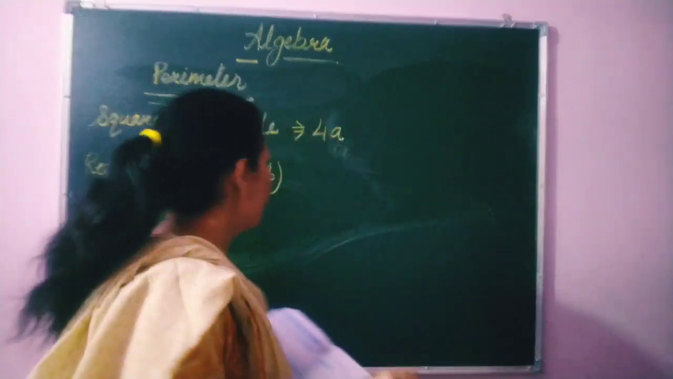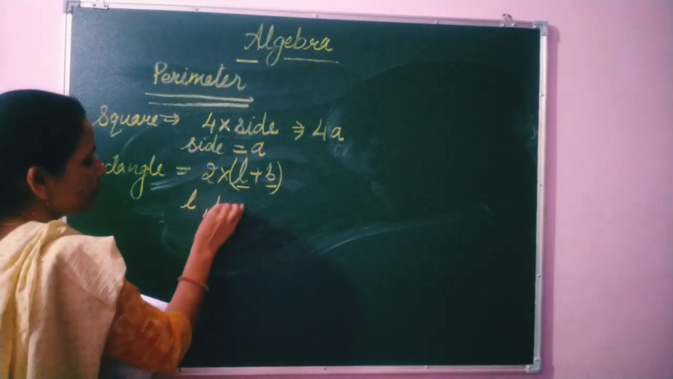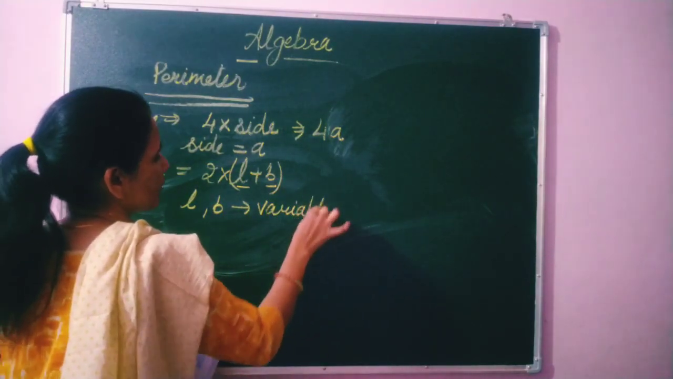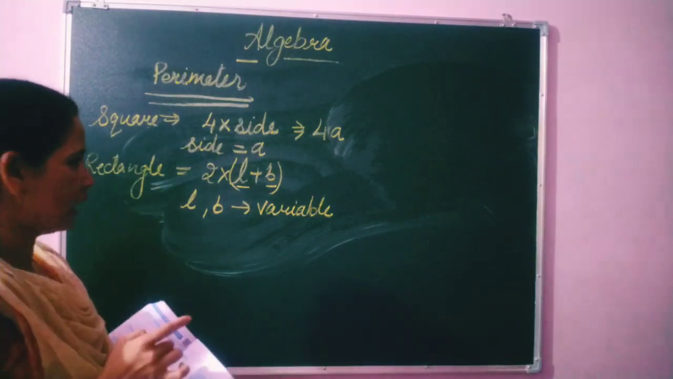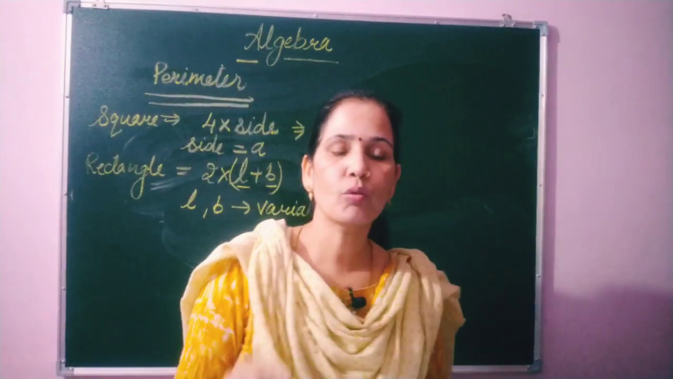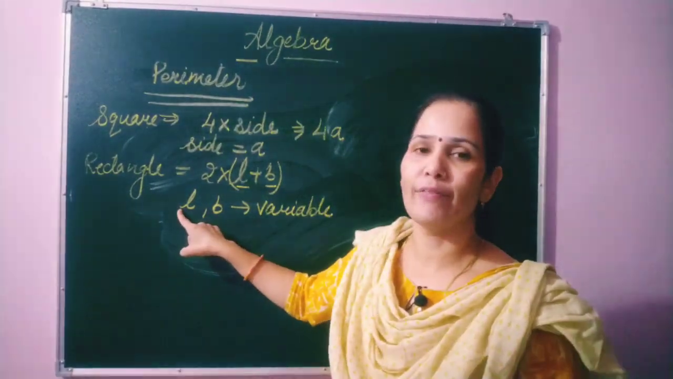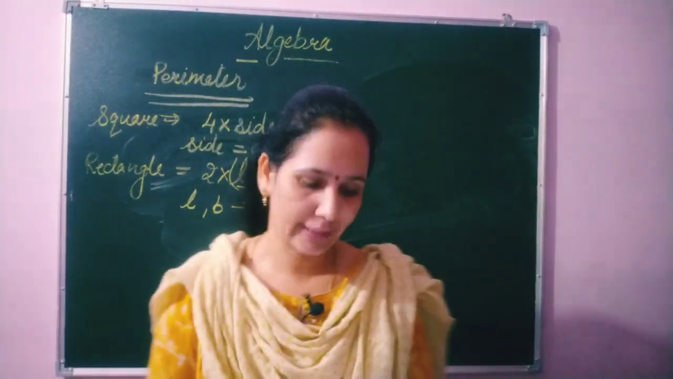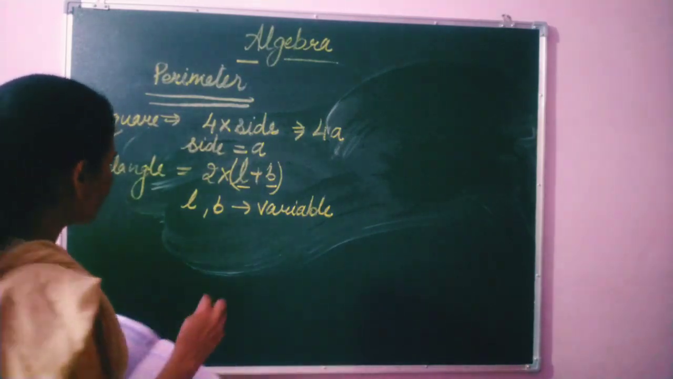So students, in simple form, L and B are the variables that we are using to show this formula. So here we write 2 multiplied by length plus breadth. We use the variables L and B here, and their values can be changed according to the sides of the rectangle. Third, we are writing the area.